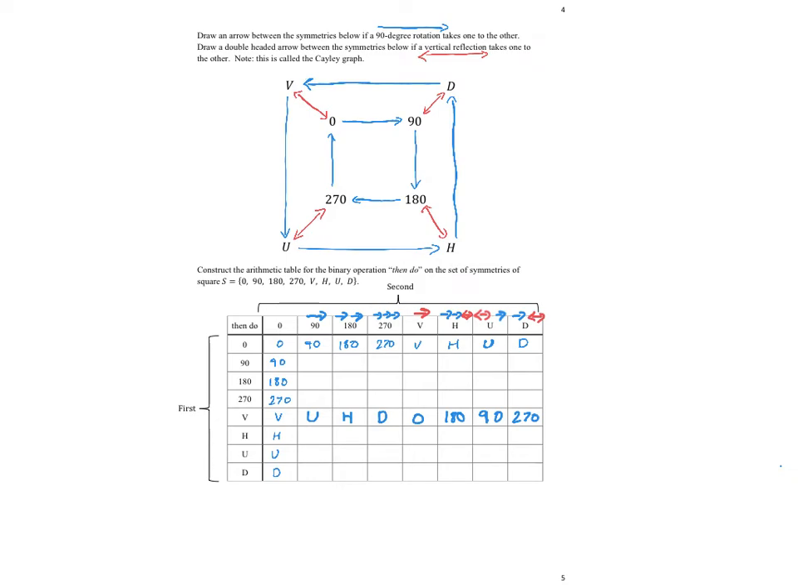Let's say we wanted to do D and H. So I would start myself off at D and then do an H, and an H is a blue and then a red. So it would end up at 270. Okay, so try to fill in the rest of the table, and I'll fill in the answers in just a moment. So pause the video now.